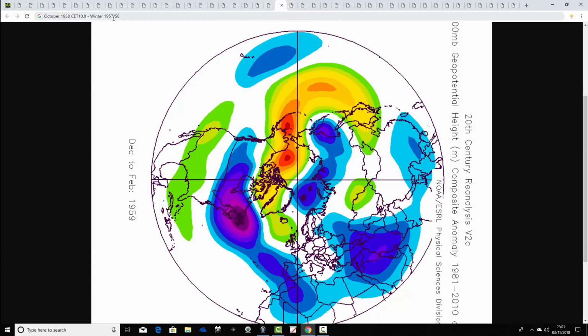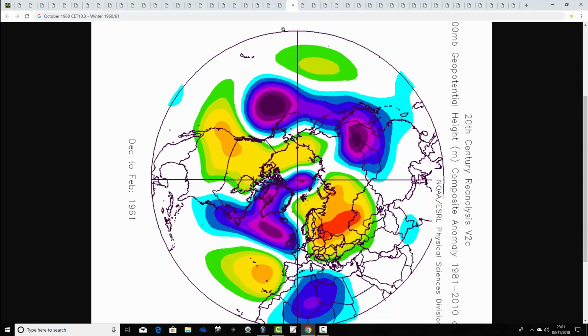This is the winter of 1958-1959. So below average heights down to the southeast, above average heights up to the northwest. And it's quite a cold January in 1959. A lot of dry weather in that winter as well. October 1960 has a CET of 10.3.